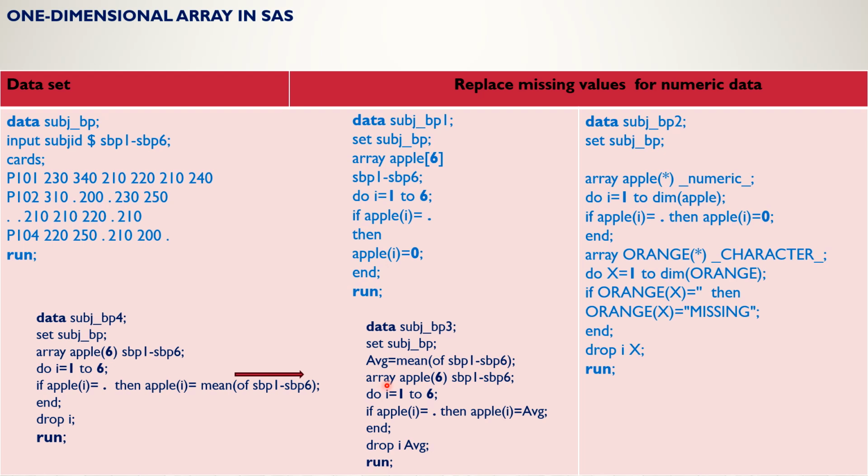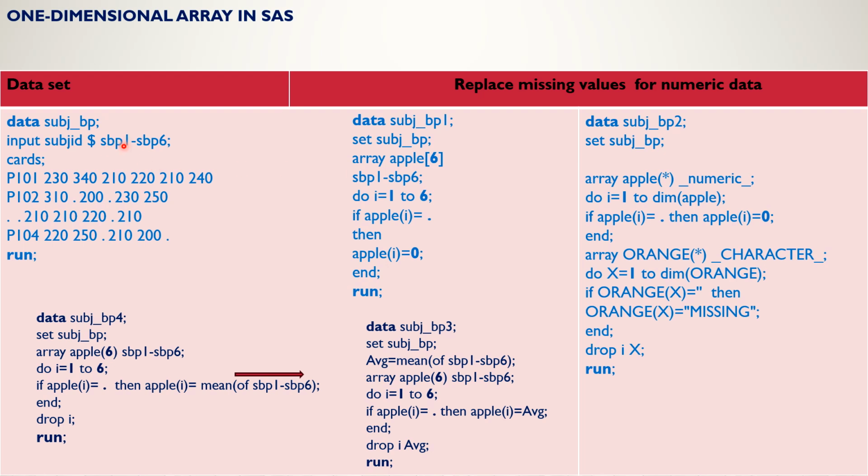In this way also we can write. For that also we can use an array statement. Here you can see everything is the same: data subject underscore BP2, set subject BP, array apple. Here we mentioned star, right? Star underscore numeric. If you write underscore numeric, there is no need to write the variable names. Here a sequence is there, like SBP1, 2, 3, so we can write directly SBP1 to SBP6.